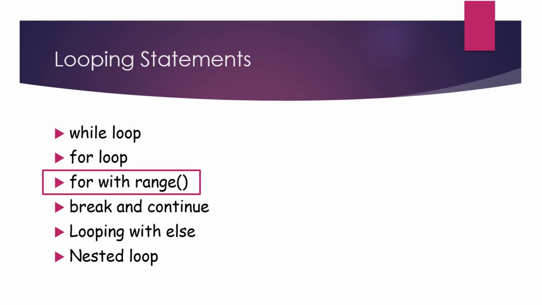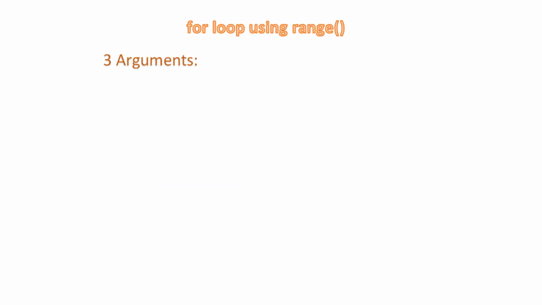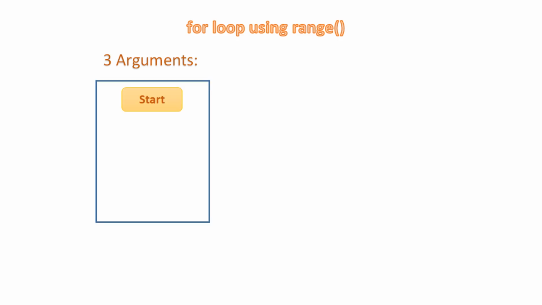For loop using range function. Range is a built-in function in Python. This function can be used in looping statements. It is used to generate a sequence of numbers within a given range. It accepts 3 arguments. They are start. It is an integer number specifying at which position to start. It is optional and default is 0.